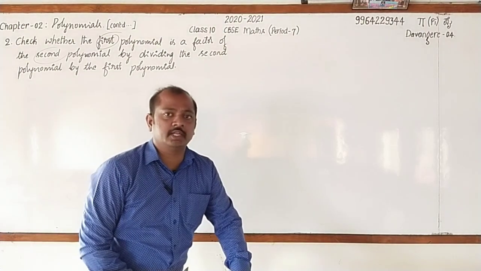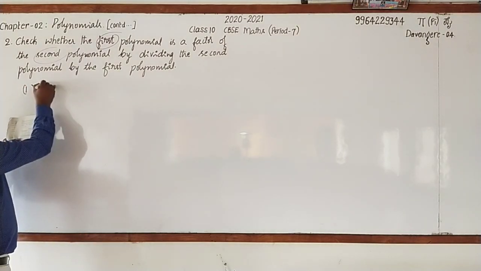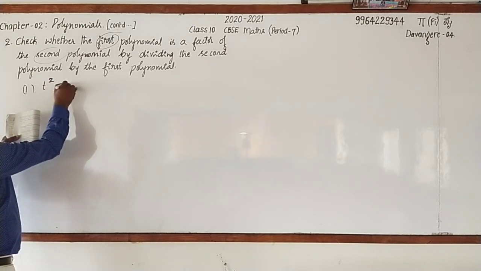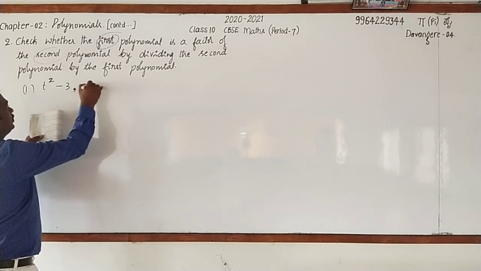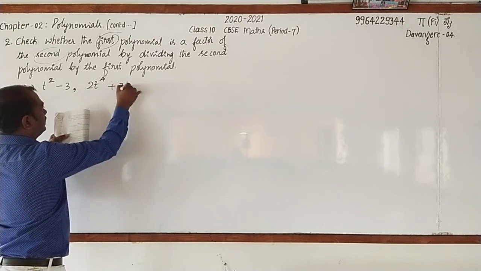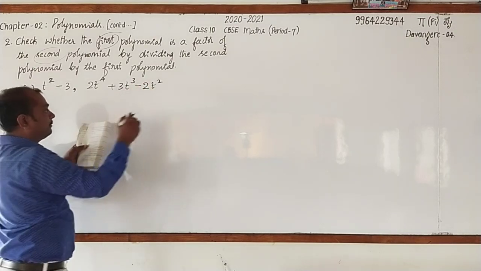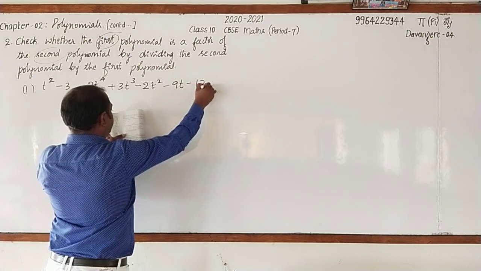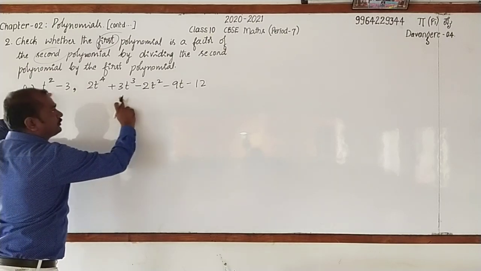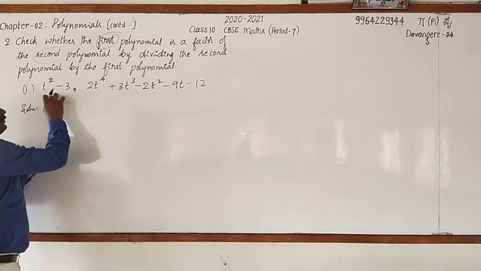Understood? Now I am going to take the actual problems given in the textbook. The first one is like this. It is t square minus 3, 2 into t raised to the power 4 plus 3t cube minus 2t square minus 9t minus 12. You are going to check whether this t square minus 3 is a factor of this. Hence, let us go for dividing second polynomial by first polynomial.